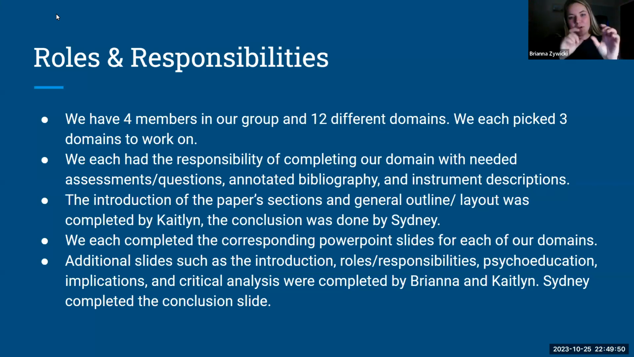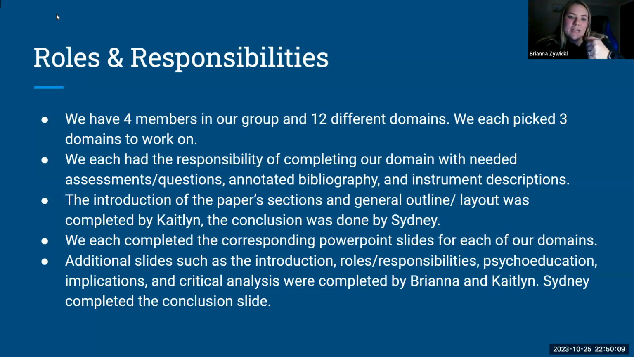The introduction of the paper section. If you look at our paper, there's an introduction section, and then there's also a conclusion section. Those were completed by Caitlin and Sydney. And then Caitlin also did the general layout and the outline of our paper as well. She kept it all nice and organized with APA and everything like that.